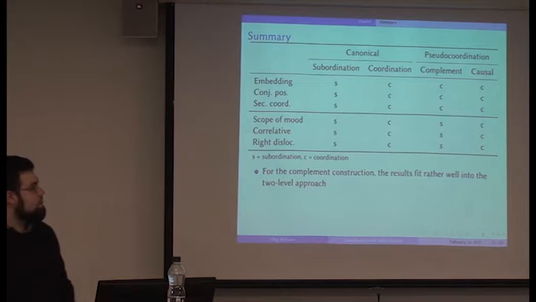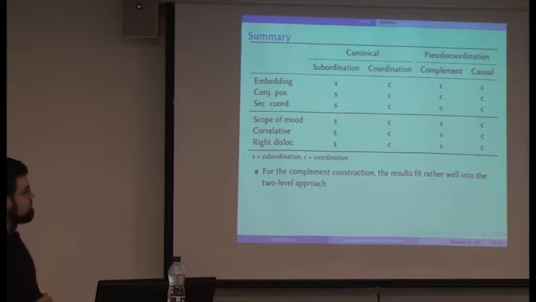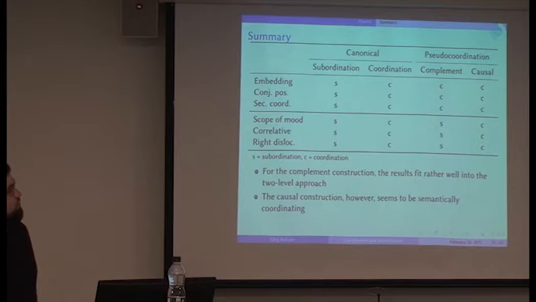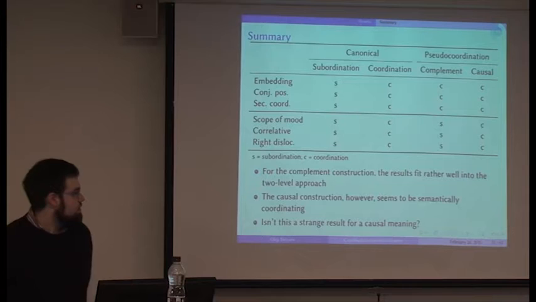And we see that canonical constructions pattern rather consistently, while the complement pseudo-coordinating construction has coordinating linear order properties, but subordinating scope and extraction properties, which corresponds rather well to what Culicover and Jackendoff described for English. But for the causal construction, the results are somewhat surprising, because it turns out to be both semantically and syntactically coordinating, something which we do not expect, of course, in general. And isn't this a strange result for causal meaning, no?